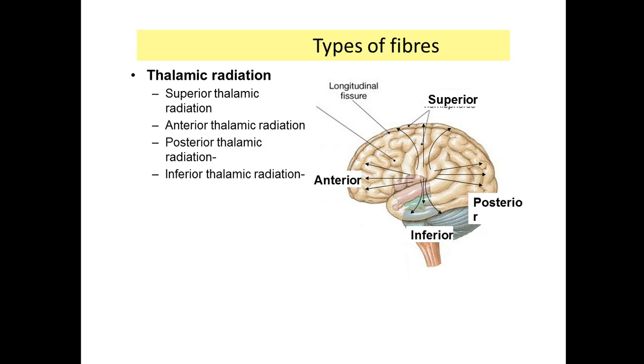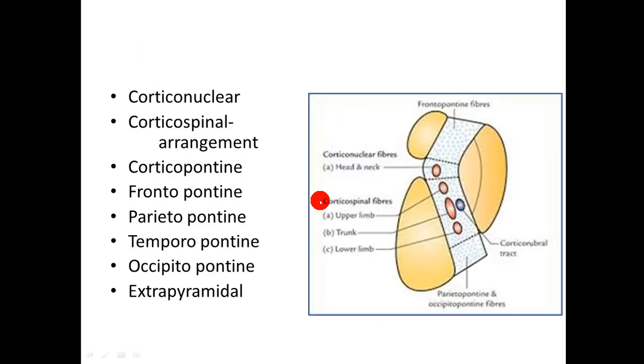The thalamic radiations are three. Already I have told you about this. This you can see, which is going from the thalamus to the anterior frontal lobe, the superior going to the parietal lobe, posterior going to the occipital lobe, inferior going to the temporal lobe. I have already told the description about that.